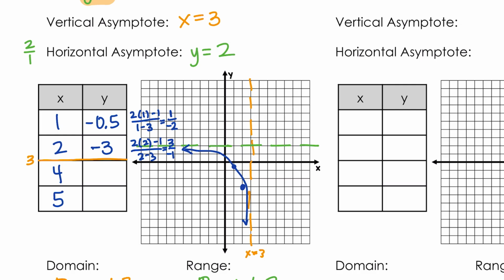Okay, continue with my other 2 points. So plugging in 4, 2 times 4 minus 1, so 8 minus 1 is 7, over 4 minus 3, which is 1. So 7 over 1 is 7. And then plugging in 5. 2 times 5 minus 1 is 9. And then 5 minus 3 is 2. So 9 halves is 4.5. So we plot those last 2 points, 4 comma 7 and 5 comma 4.5. And draw the second branch of our graph.